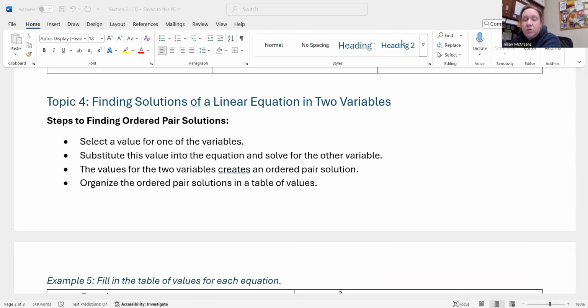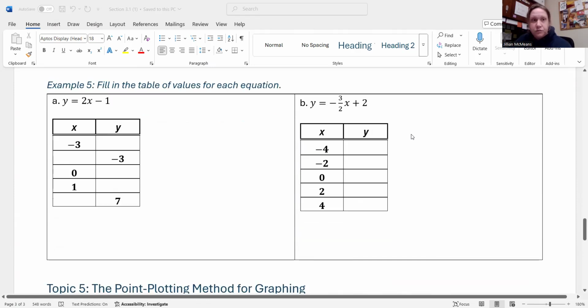So the steps for finding ordered pair solutions: select a value for one of the two variables, substitute this value into the equation and solve for the other variable, and then the values for the two variables will create an ordered pair solution. Okay, so we want to find specific points that we know are solutions. And then you can organize these ordered pair solutions into a little chart that we call a table of values. So let's go ahead and look at example 5.